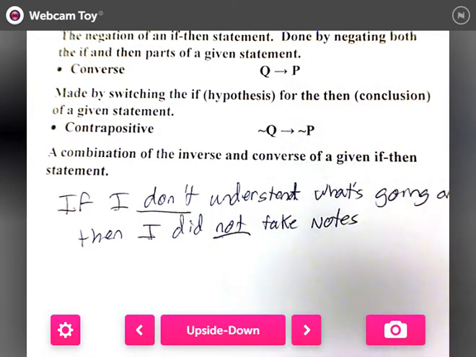The last one is going to be biconditional. Biconditional.